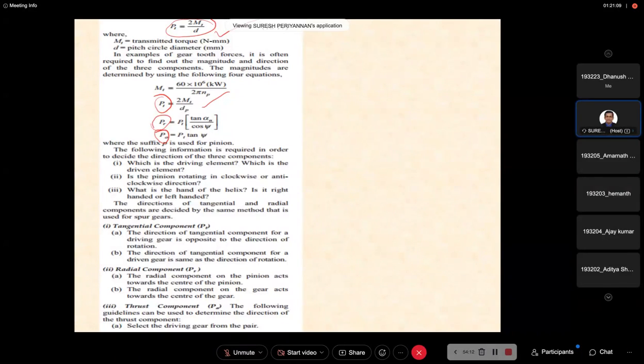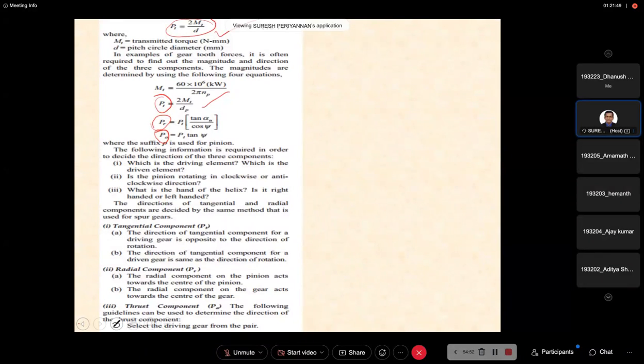Now, how can I understand the direction of the force? See, they have given it very nicely here. The following information is required in order to decide the direction of the three components. We ask ourselves: which is the driving element, and which is the driven element? We have to identify that first. Then, whether the pinion or the gear is rotating clockwise or anti-clockwise, and what is the hand of helix. These are the things we have to consider for defining our force direction.